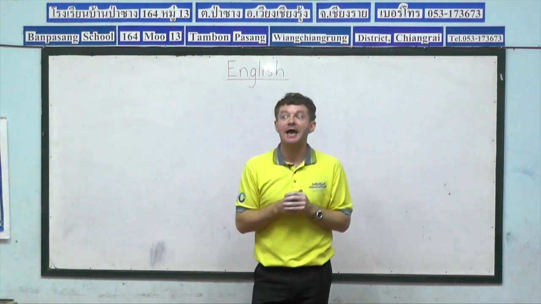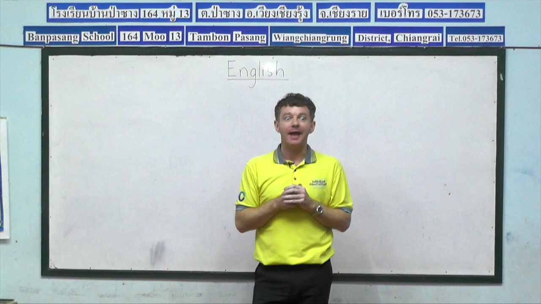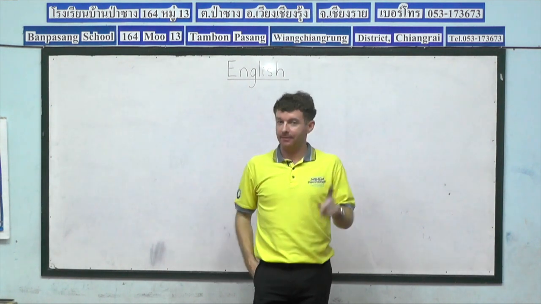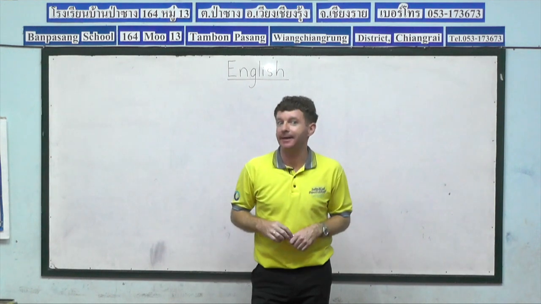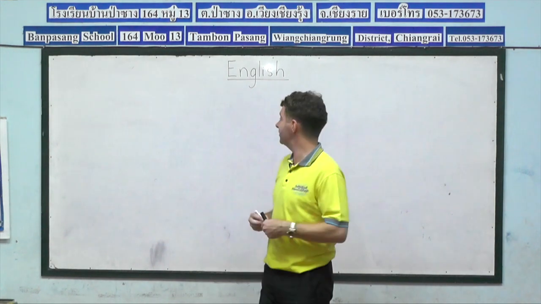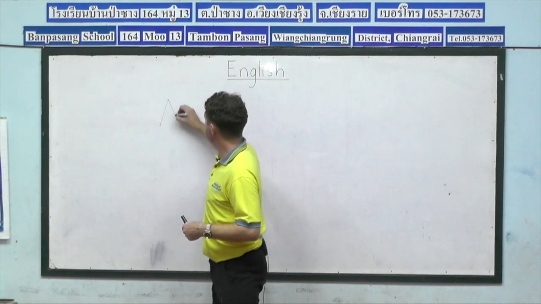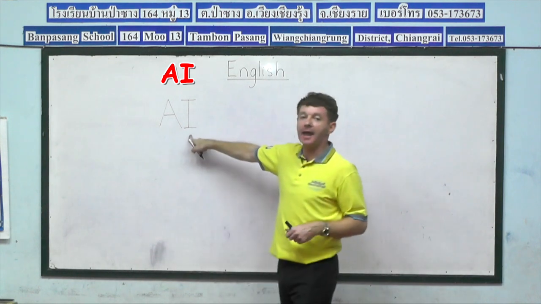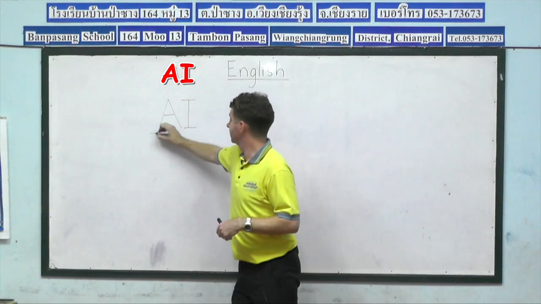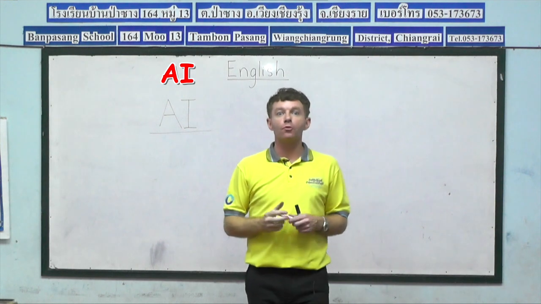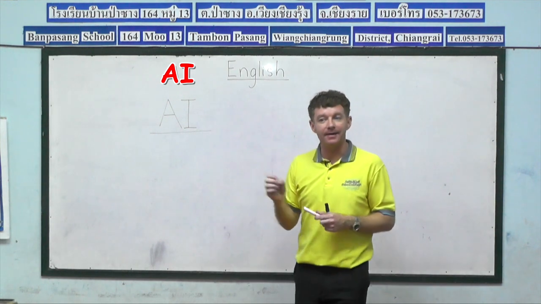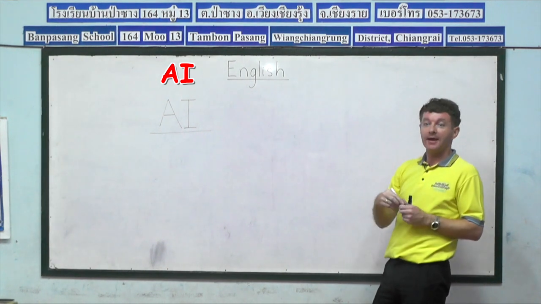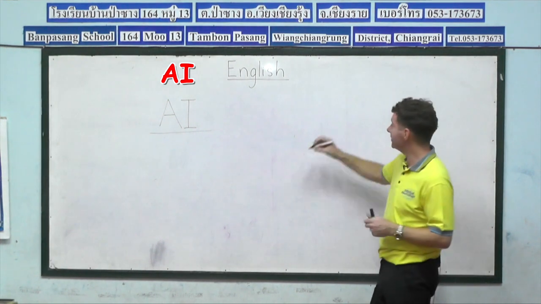So guys, A. There's two ways of spelling A. Okay, we have A-I. And we also have another way of spelling this sound. Does anybody have any ideas? We have A-I or A-Y. Well done.